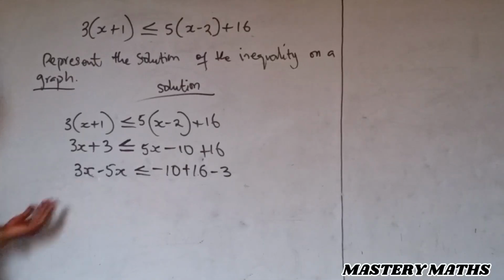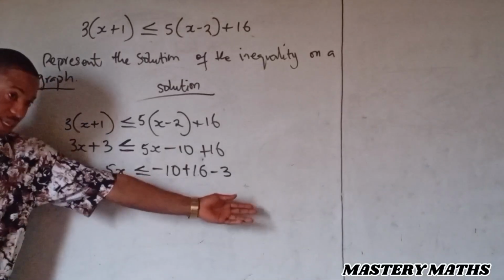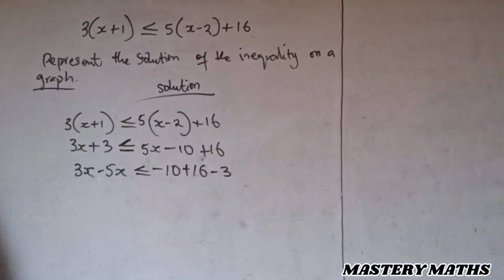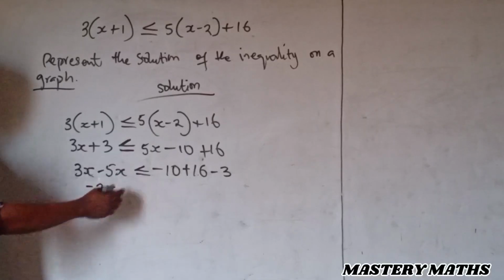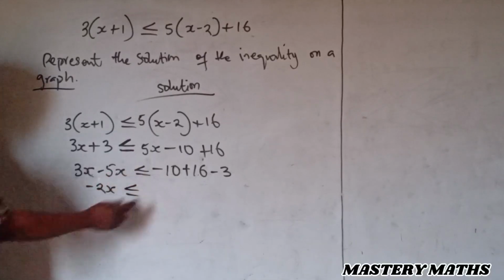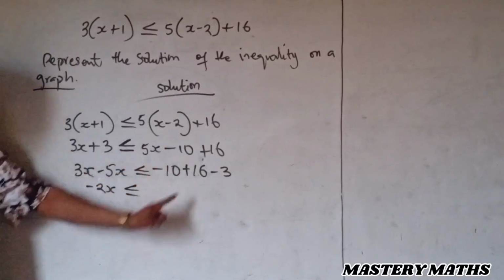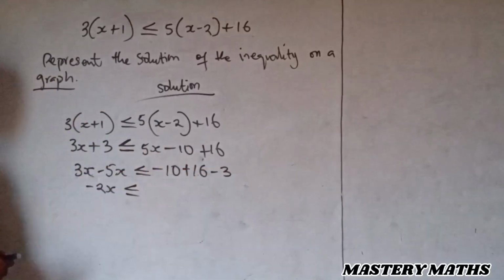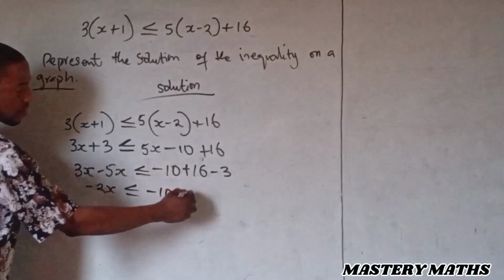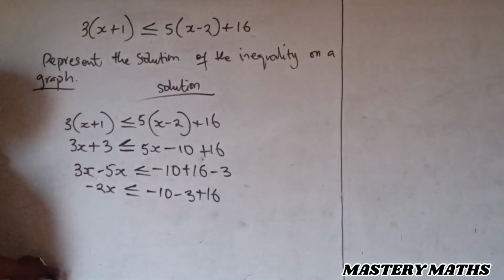The ones that look alike are on this side and the other side. So after the like terms have been collected, now what should we do? We need to subtract. Now let's subtract. 3x minus 5x will give us minus 2x. Minus 2x. You put your sign. Now, there's something I want to rearrange. You have minus 10 plus 16 minus 3. I want to rearrange it: minus 10 minus 3 plus 16.